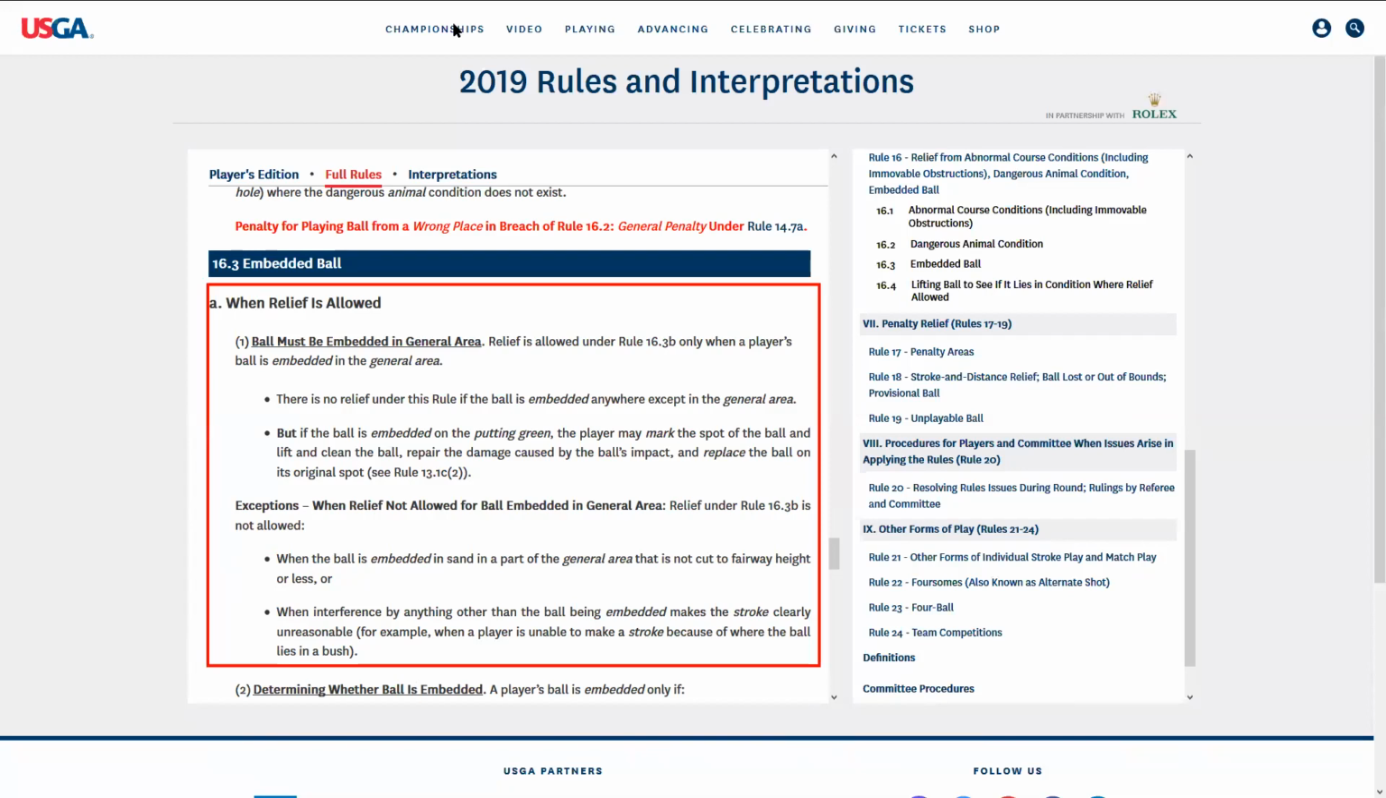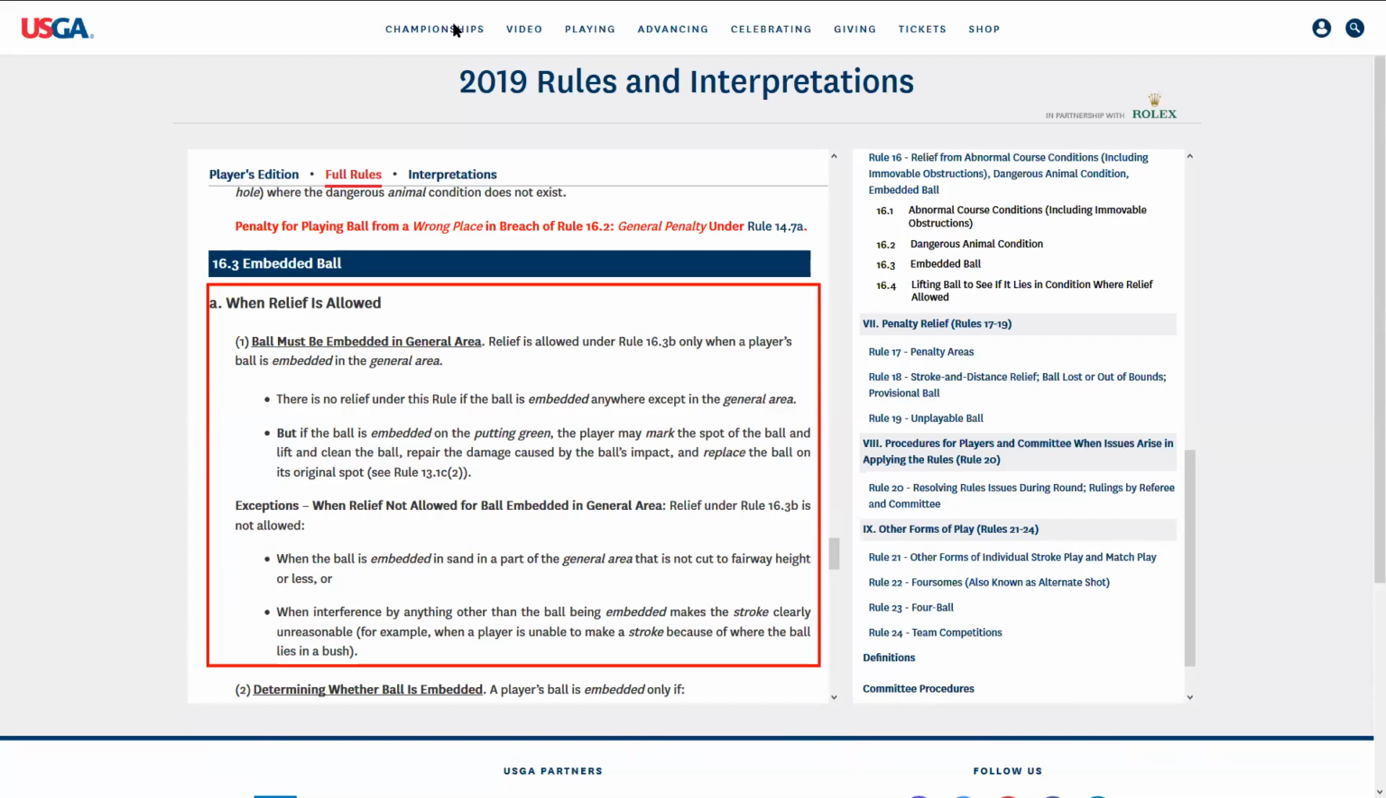When is the exception to the exception going to apply? The answer is hardly ever, but here's how it happens. You hit your ball into the middle of the fairway, and it embeds in a sand-filled divot in the middle of the fairway. You're going to get relief. Again, it never is going to happen. And the reason is because even if it goes into the sand-filled divot, the ball, to be under this rule, has to be embedded, which means it has to be at its own pitch mark after a stroke.